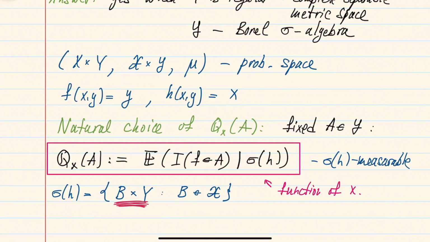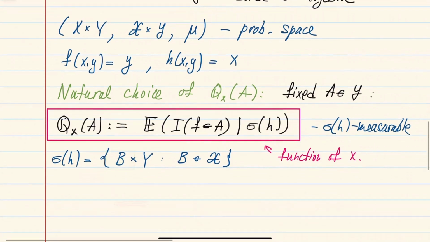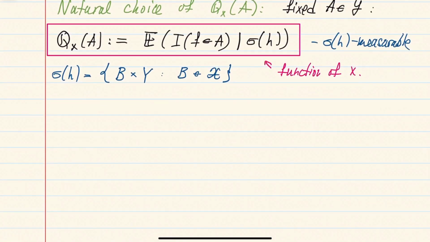Okay, and the reason why this is the natural choice, at least for a fixed set A, this is a natural choice of this transition kernel that we are looking for, is because we do have automatically Fubini theorem for rectangles, just like we want. So with this definition, we can check immediately the Fubini representation for rectangles.